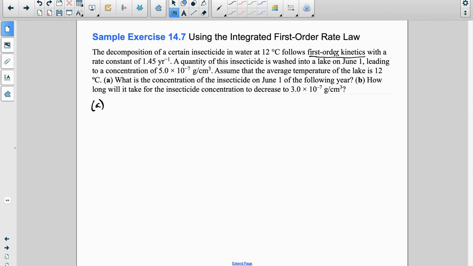Since we know that this is a first order kinetics reaction, I'm going to write down the first order integrated rate law here, and I'm going to write it in the straight line form.